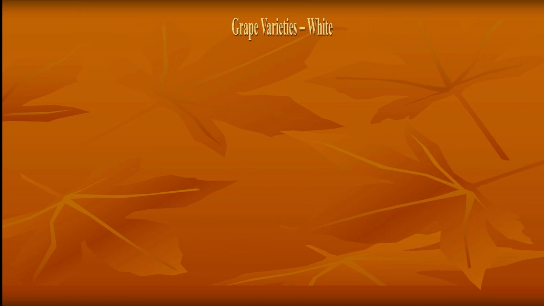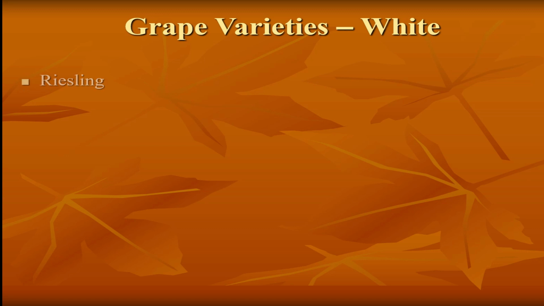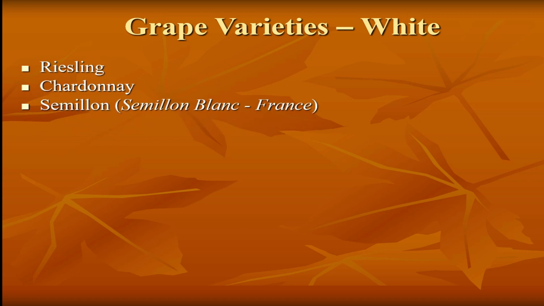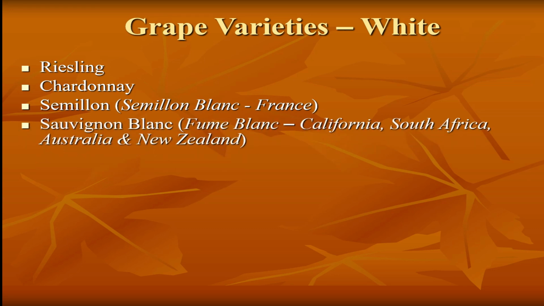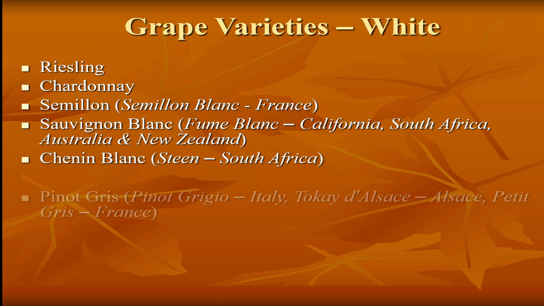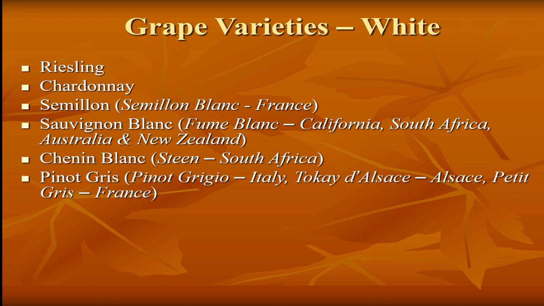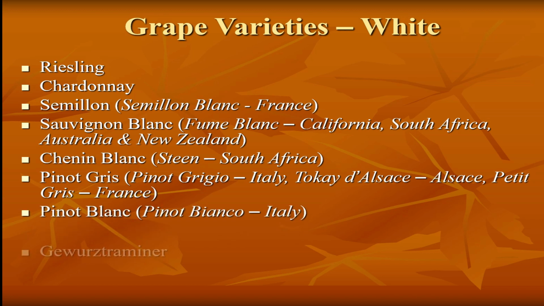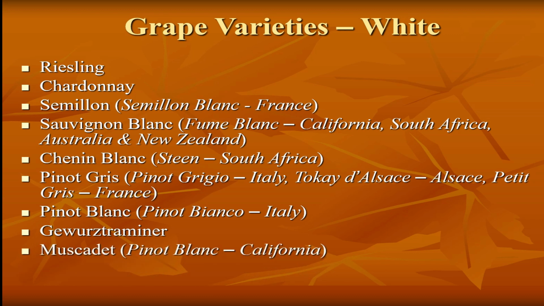Grape varieties, white. Riesling, Chardonnay, Semillon, Sauvignon Blanc, Fumé Blanc from California, South Africa, Australia, and New Zealand, Chenin Blanc, Steen from South Africa, Pinot Gris, Pinot Grigio from Italy, Tokay d'Alsace, Petit Gris from France, Pinot Blanc, Pinot Bianco from Italy, Gewürztraminer, Muscadet, Pinot Blanc from California, Muscat.